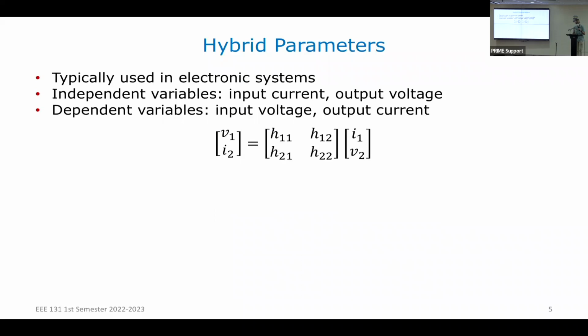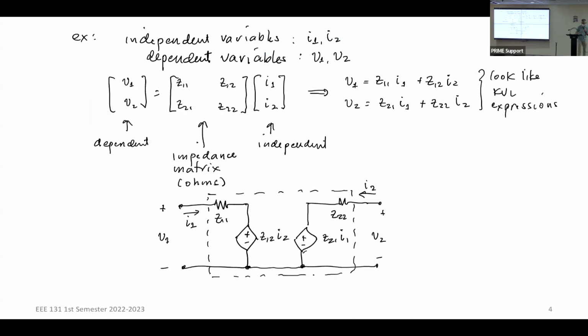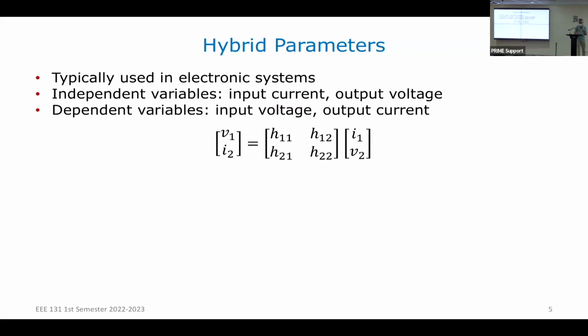Okay, in electronics, we usually use what we call the hybrid parameters. Bakit natin tinawag na hybrid? Dahil yung units ng element ng transfer matrix ko are not consistent. Nag-iiba-iba. That's why we call it hybrid. Dito yung units ng elements dito are all in ohms. Dito, ang units nito ay iba-iba. That is why you call it your hybrid parameters.